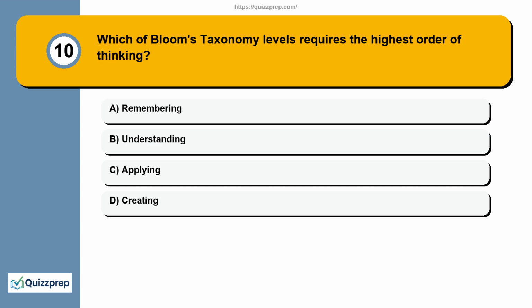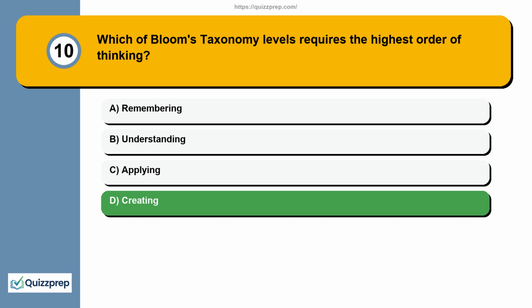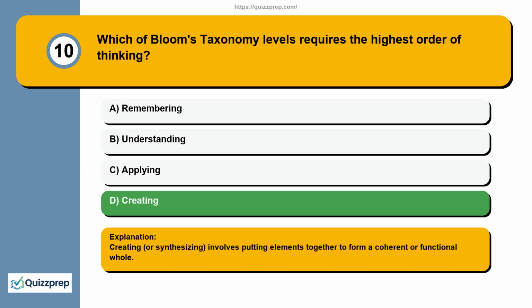Question 10. Which of Bloom's taxonomy levels requires the highest order of thinking? Here are your options. Option A, remembering. Option B, understanding. Option C, applying. Option D, creating. The correct answer is option D, creating. Explanation. Creating, or synthesizing, involves putting elements together to form a coherent or functional whole.